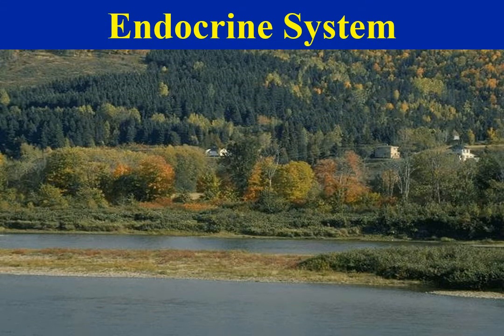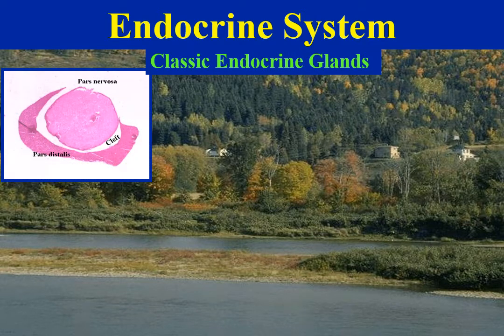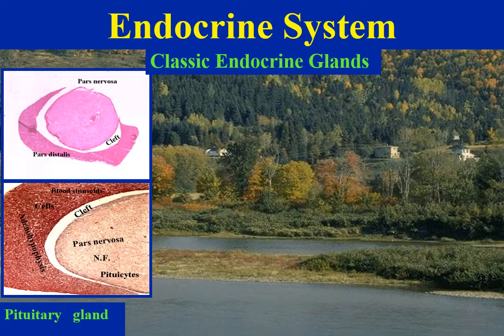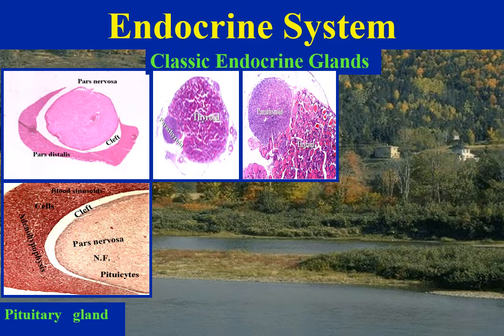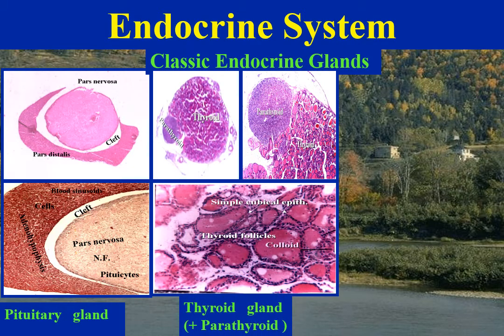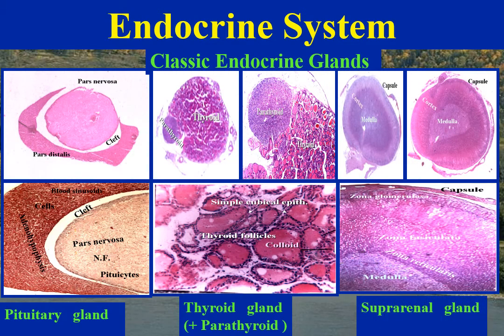Endocrine system. Slides for examples of classic endocrine glands: pituitary gland, thyroid and parathyroid glands, examined by naked eye and eyepiece and low power. Suprarenal gland, examined by naked eye and eyepiece and low power.